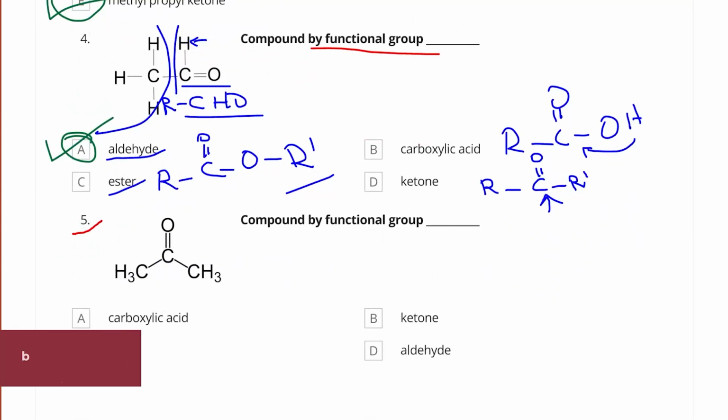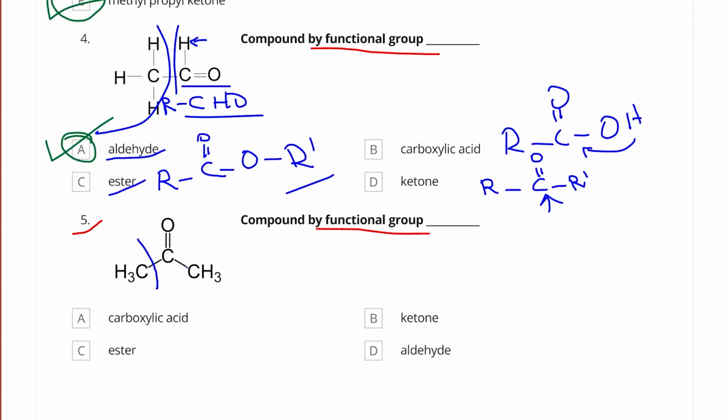Yes, continuing question 5. Compound by functional group. Another question asking to find the functional group. And I guess you can rapidly say the ketone. This is R and R. So there are 2 identical groups, the methyl. So dimethyl ketone. The common name is dimethyl ketone.